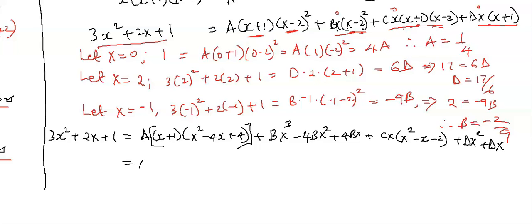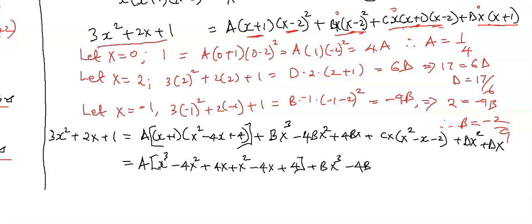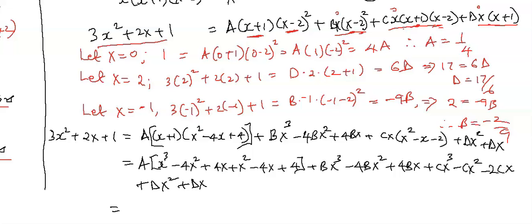So this should be A by x cubed minus 4x squared plus 4x plus x squared minus 4x plus 4, then plus bx cubed minus 4bx squared plus 4bx plus cx cubed minus cx squared minus 2cx plus dx squared plus dx. So we can arrange them starting with the one with x cubed, because the 4x, this one will cancel.